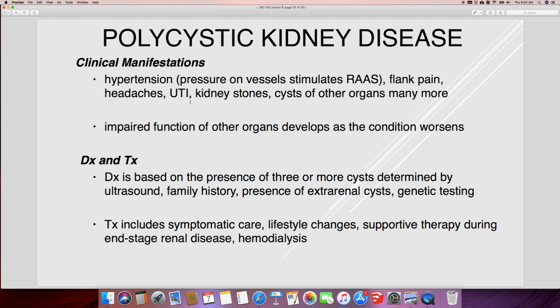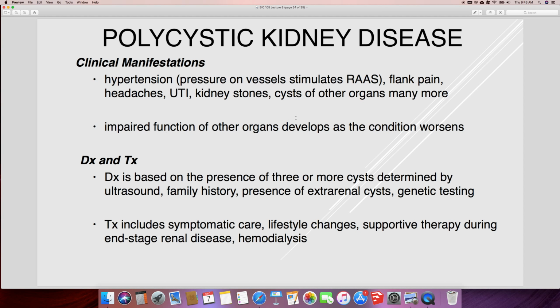So clinical manifestations, an important one here is hypertension. And that's because the pressure on the blood vessels actually stimulates the RAS system, the renin-angiotensin-aldosterone system. And we know that the job of that is to increase blood volume and increase blood pressure. So that's why you'll see hypertension. Flank pain, headaches, UTI, kidney stones, cysts of other organs. So sometimes they'll get cysts on other organs like the liver.